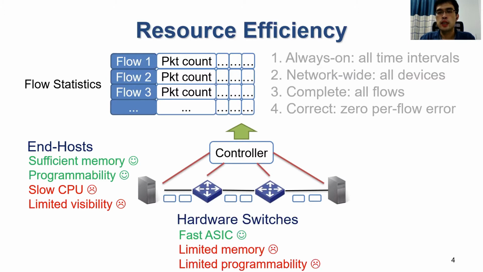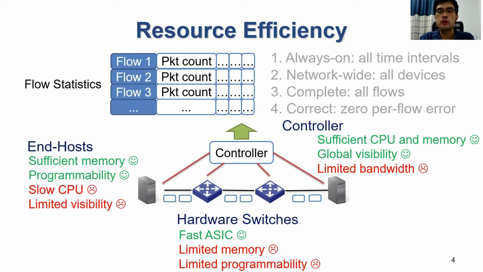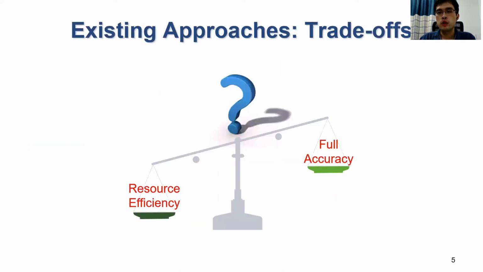For switches, they can process traffic at line rate with the switch ASICs. However, the memory in switches is limited, and there are many restrictions on their programming models. For the controller, it can integrate computational resources of multiple physical machines to form a cluster. It also has the global view of the network. However, the link capacity between the controller and each data plane device is limited, so we cannot transmit too much traffic to the controller.